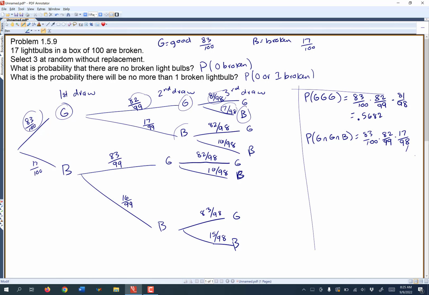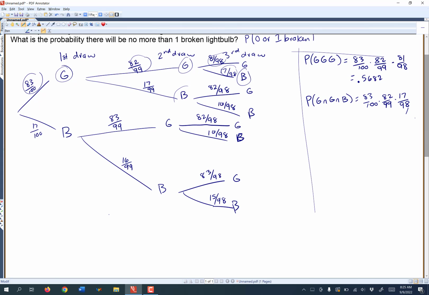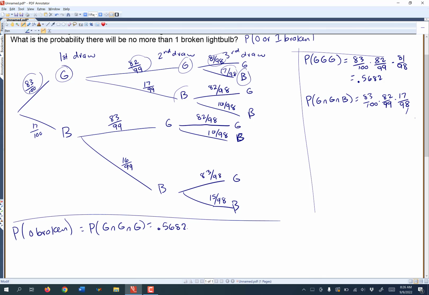However, that might be a little bit of extra work. You might not actually need all of those. So let's go back to our problem. We wanted the probability of 0 broken. Well, which branch up there gives you 0 broken? The branch that gives you 0 broken is the probability of good and good and good, which we already found out is 0.5682.